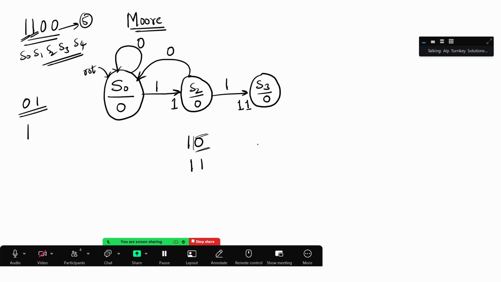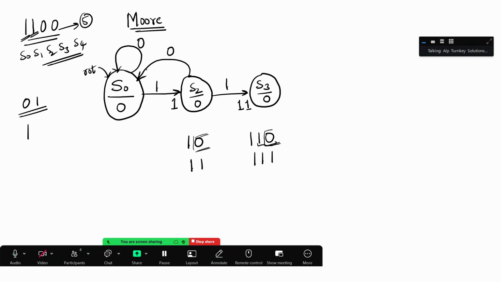So here I got the sequence. That means here I need to check for what? 1 1 0 and 1 1 1. So I am checking for 2 bits, just 2 bits. 1 0, anywhere matching? Not matching. And 0 0, anywhere matching? One bit also not matching.